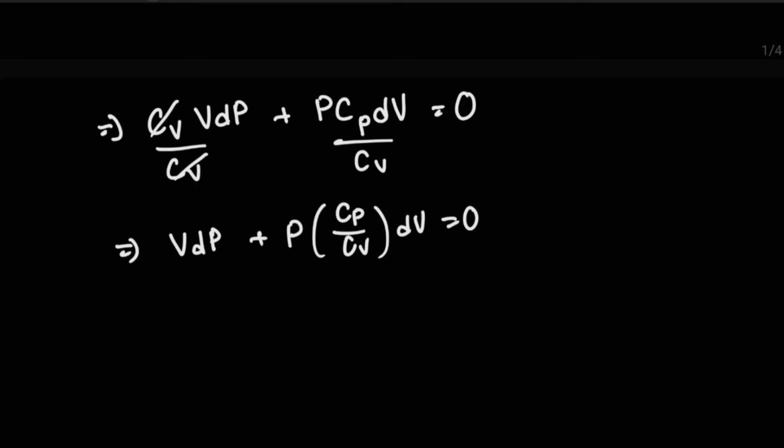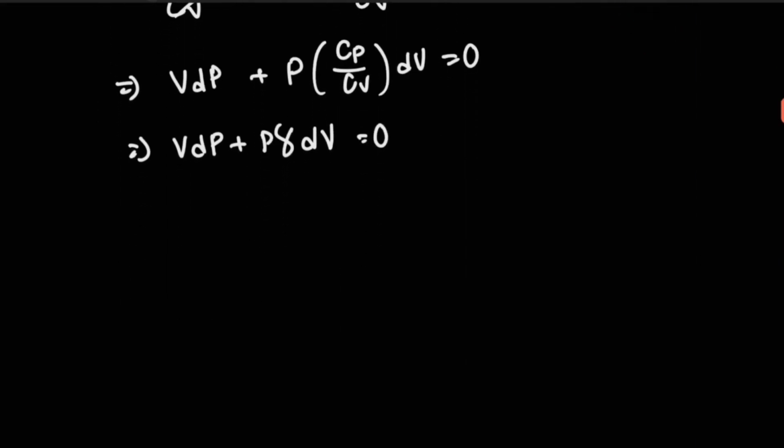At the start of our lecture, we said that in thermodynamics, we refer to the ratio of Cp over Cv as gamma. If we input this over here, we get V dP plus P times gamma times dV equals 0. Now we divide the left-hand side and right-hand side by PV.